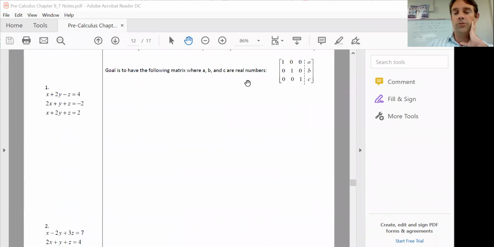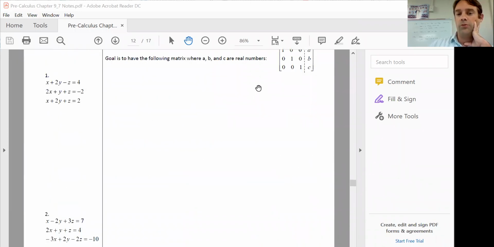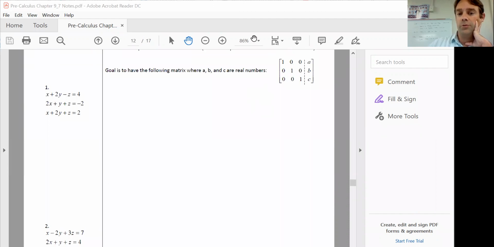By the way, here's what row reduced echelon form is. And it's what I told you we're not going to do. Notice row reduced echelon form.